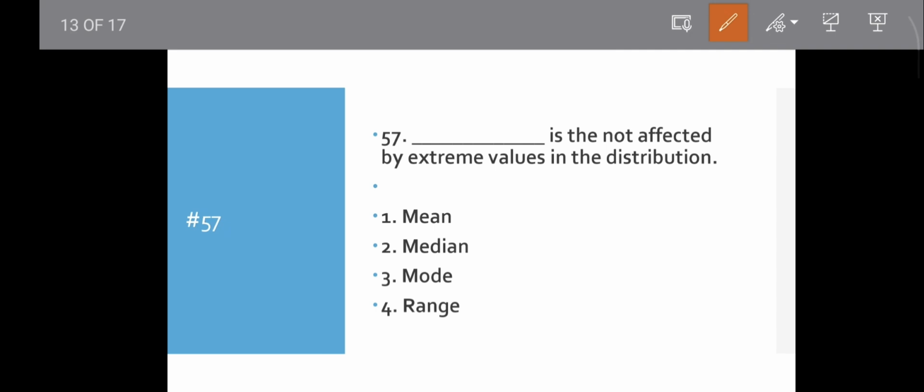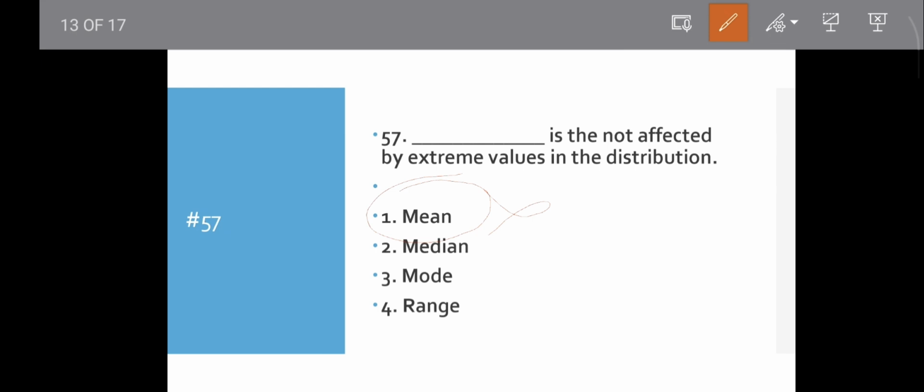Question number 57. Measure dash is not affected by extreme value in the distribution. Mean, median, mode, range. Mean is the measure of central tendency which is affected mostly by the extreme value, so it is incorrect.